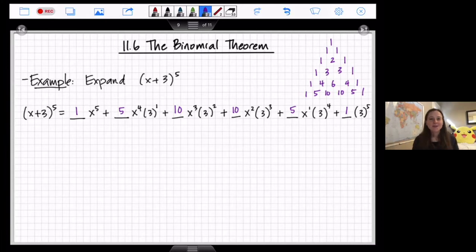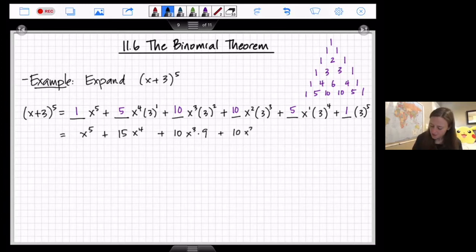All we have left to do is to simplify. So I have 1 times x to the fifth. I'm just going to leave that as x to the fifth. Let's see, I've got 5 times x to the fourth times 3 to the first. 5 times 3 is 15. So now I've got 10x cubed times 9. We'll simplify that in the next row. 10x squared, 3 cubed is 27. 3 to the fourth is 81. And the last term is 3 to the fifth, which I think is 243. Let's double check that. Yeah, 243. So we got a little bit of multiplication of numbers to go here.